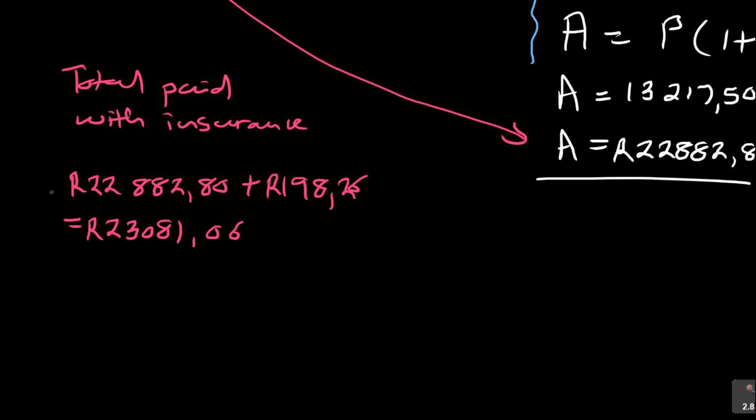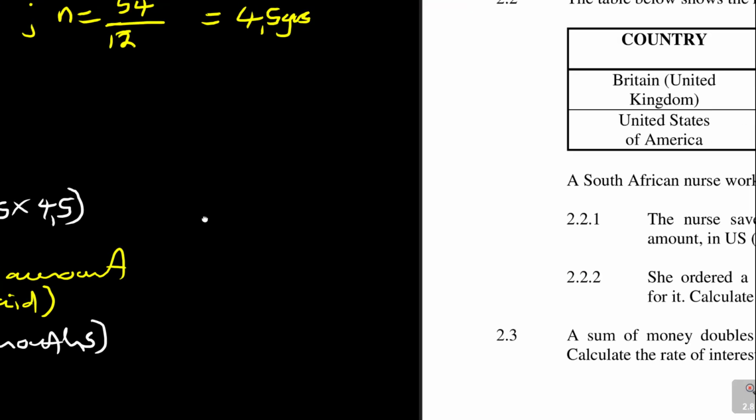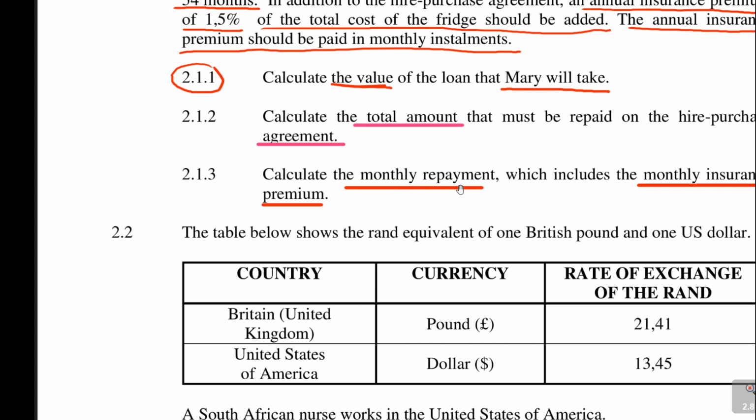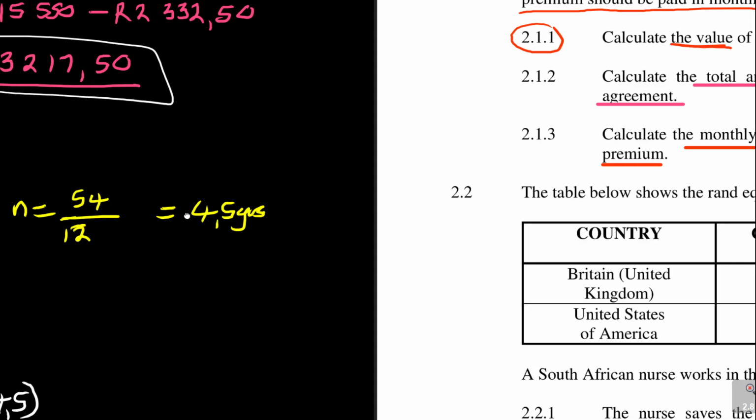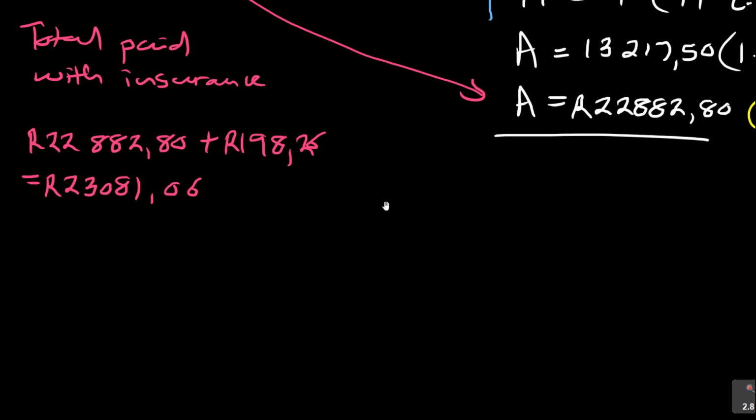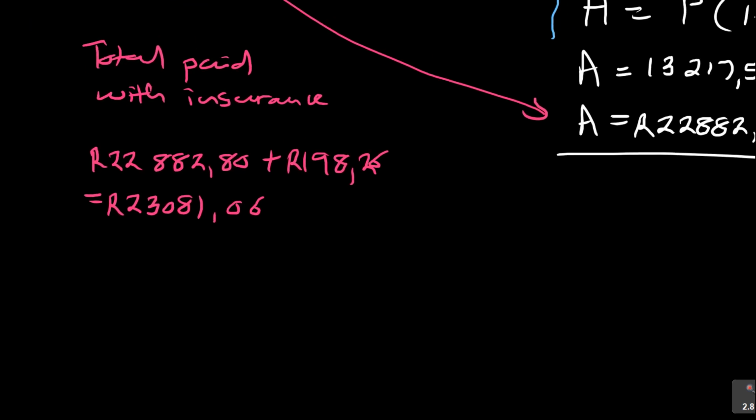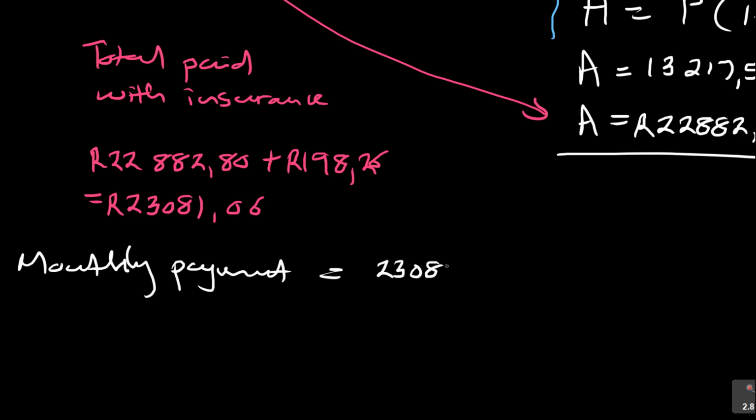Since this is the amount paid, they're not interested in that now. They're saying monthly payments. Remember, you did this for 54 months. Then you take this money, monthly payment here, 23,081.06, and you divide by 54 months. So it includes the insurance premium, because they said it must include that insurance premium.